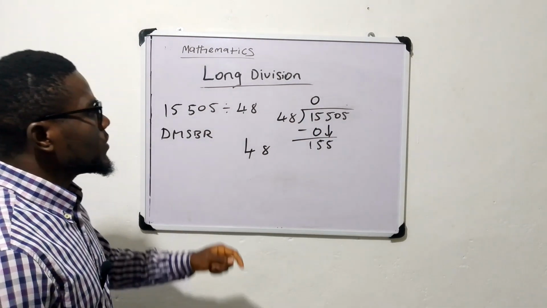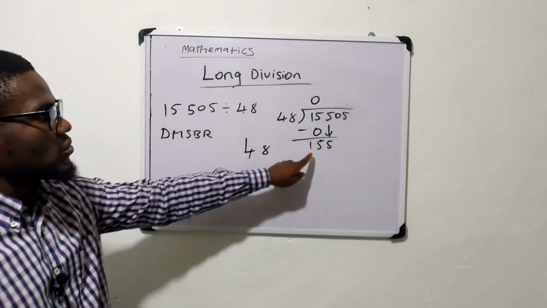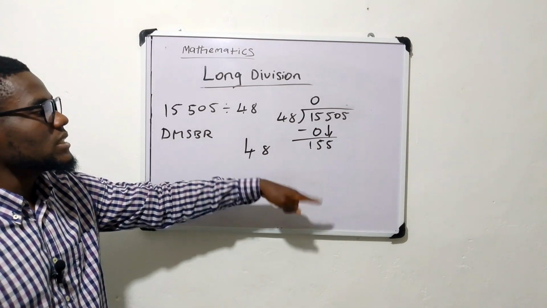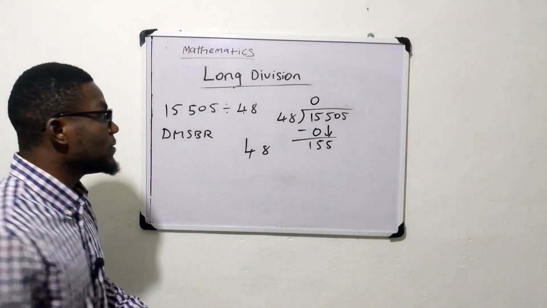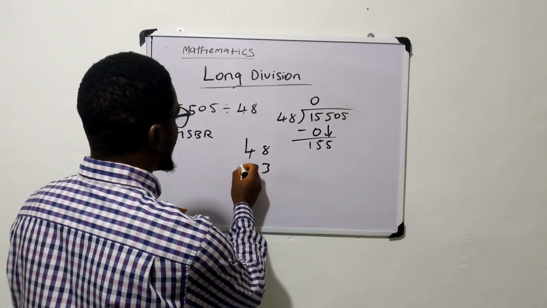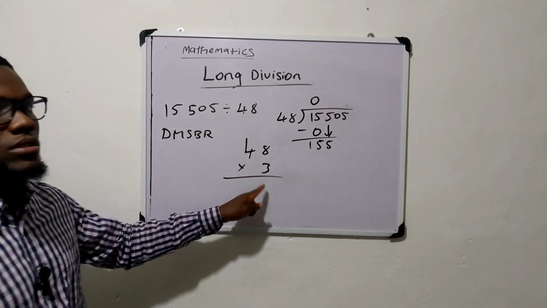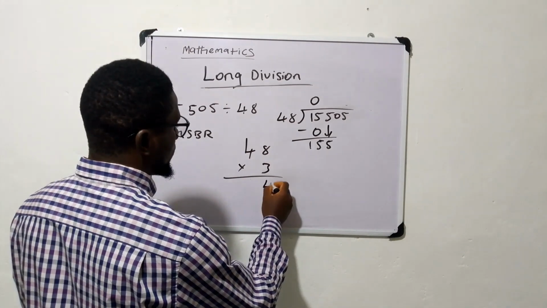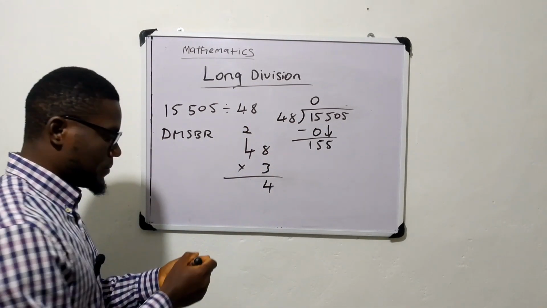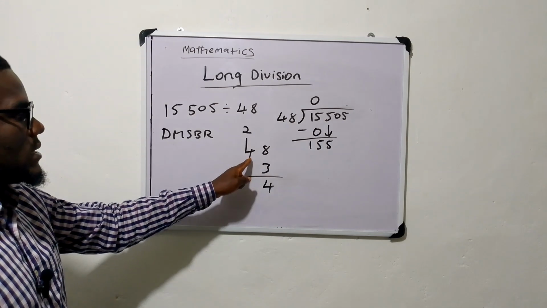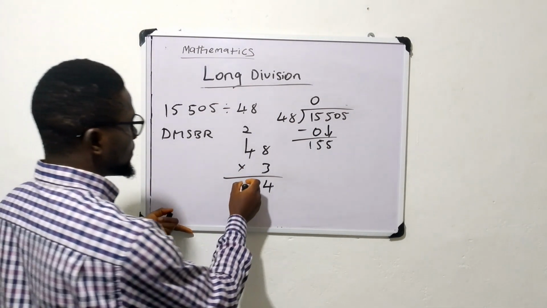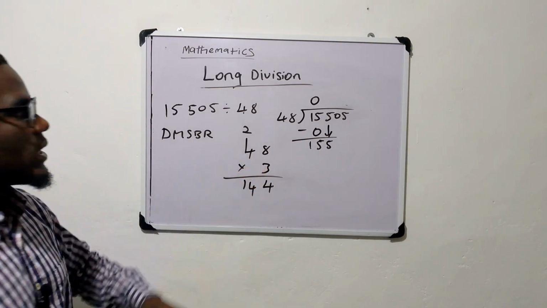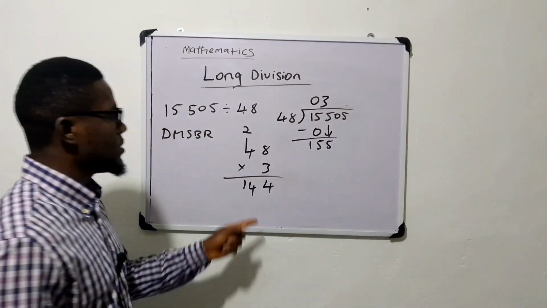That's not what we're looking for, because we want to find how many 48s are in 55. So 160 is more than 55. Let's try 3. When we multiply 48 by 3, let's see the result. 3 times 8 is 24, so you write your 2 here. Now 3 times 4 is 12, plus 2, you have 14. So 48 into 3 will give us this.